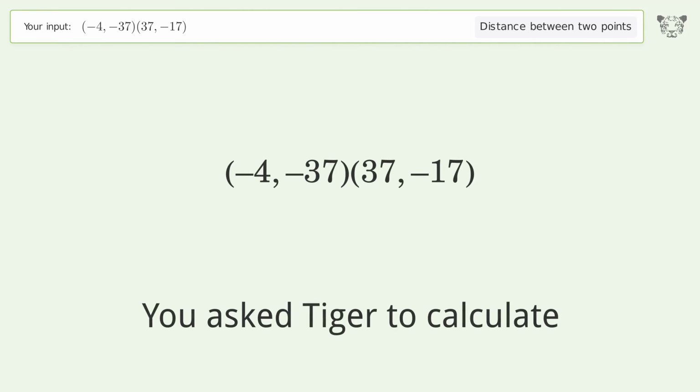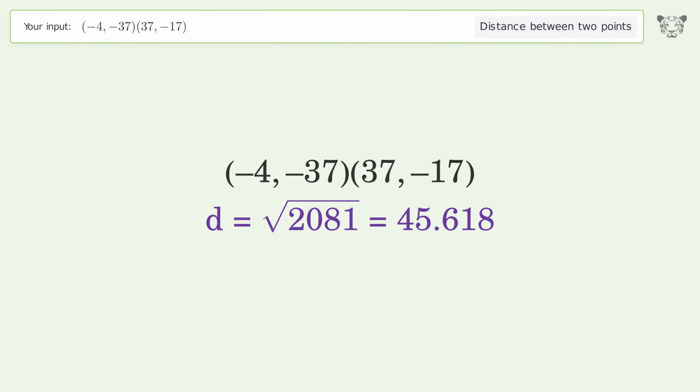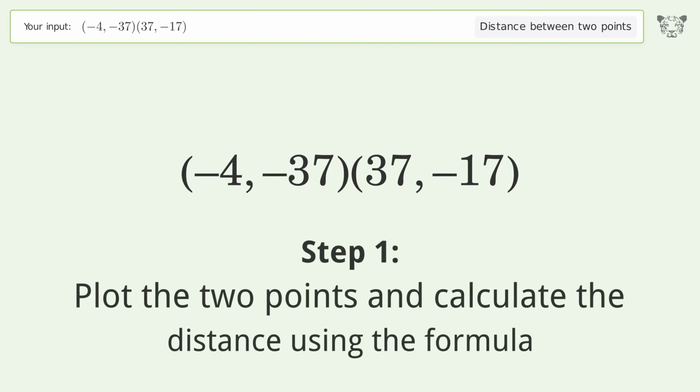You ask Tiger to calculate. This deals with the distance between 2 points. The distance between the 2 points is the square root of 2081, or 45.618. Let's solve it step by step. Plot the 2 points and calculate the distance using the formula.